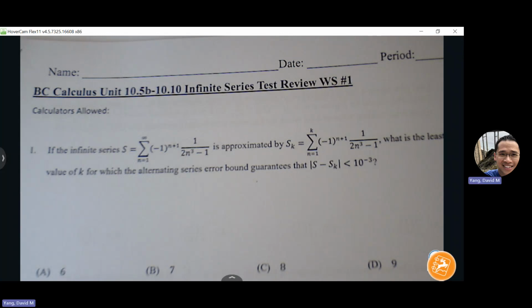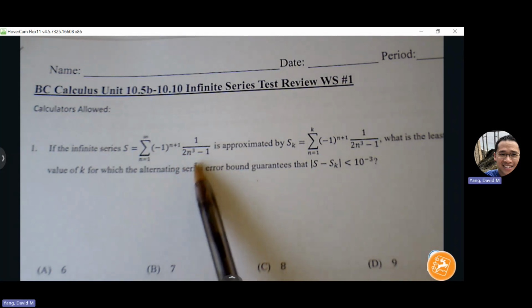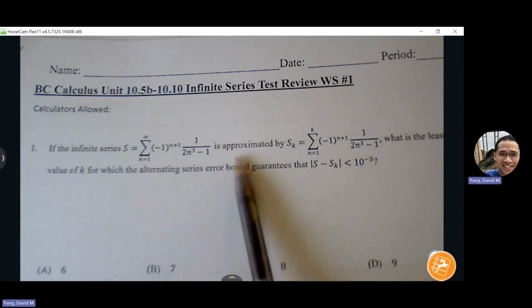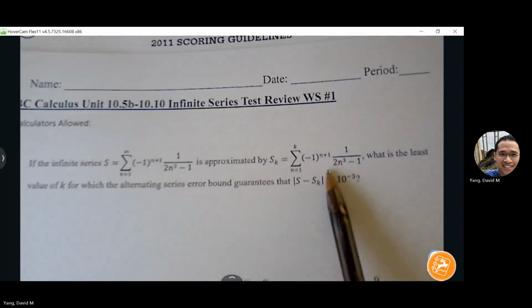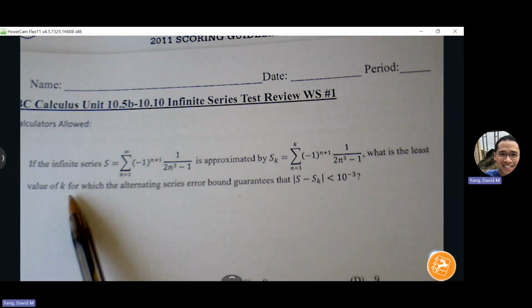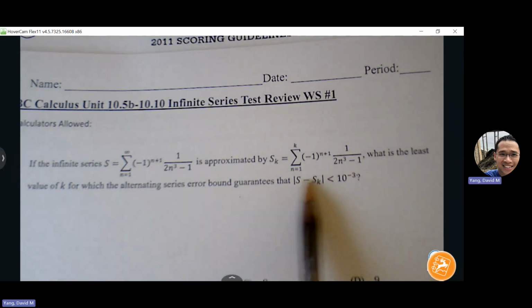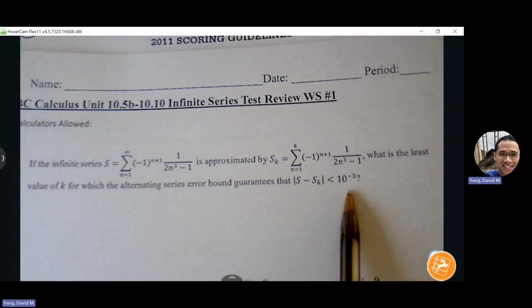If the series S is the sum of (-1)^(n+1) over 2n^3 minus 1 is approximated by this partial sum, what is the least value of k for which the alternating series error bound guarantees that the partial sum is off by no more than 1 over 10 to the third power?